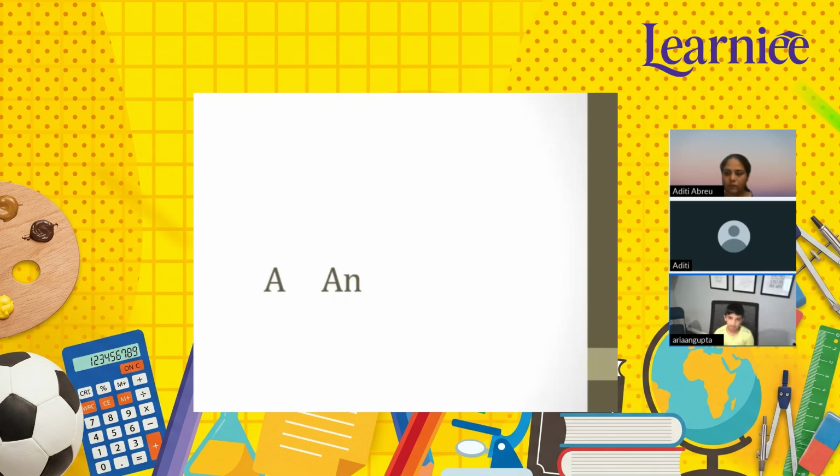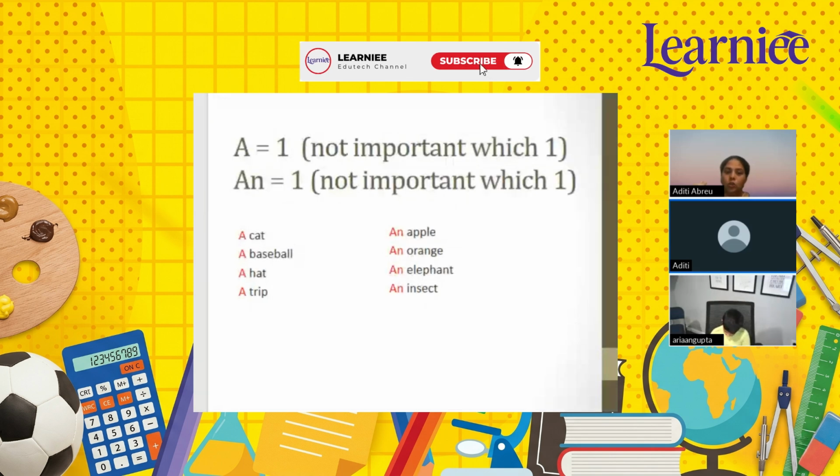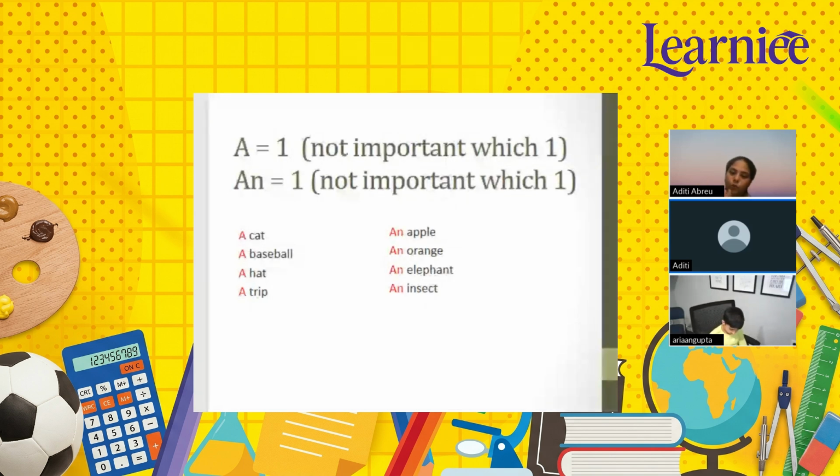A, an, the. Okay. Now when do we use them? So let's first understand a and an. Do you know what are vowel sounds and what are consonant sounds? Okay. So a is used before the words which are consonant sounds.